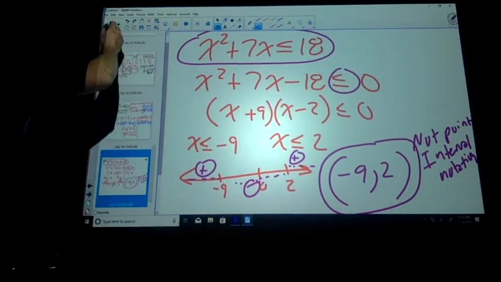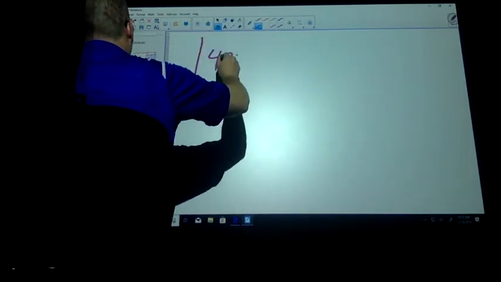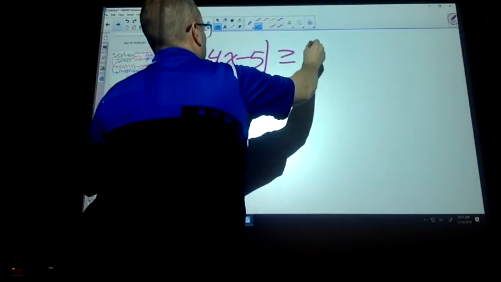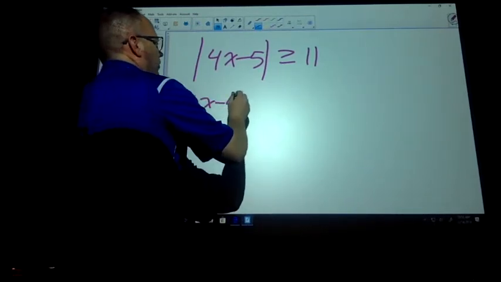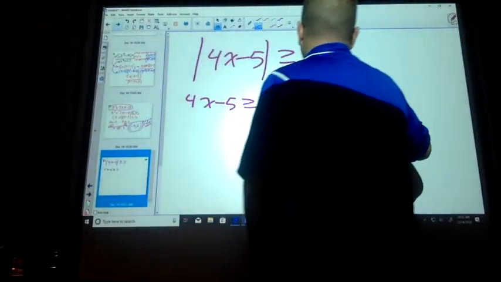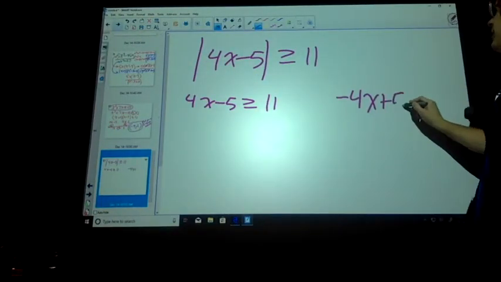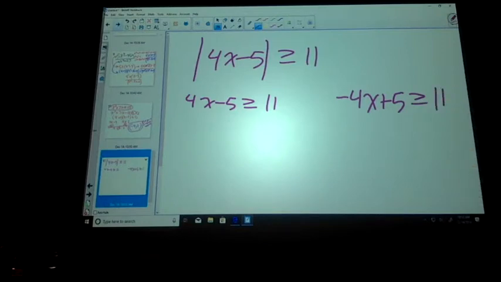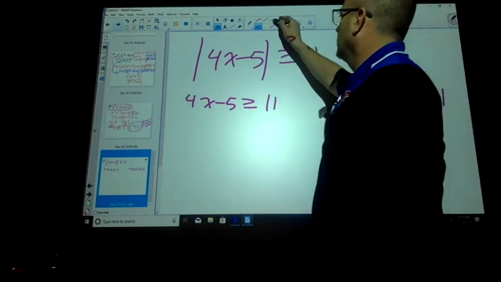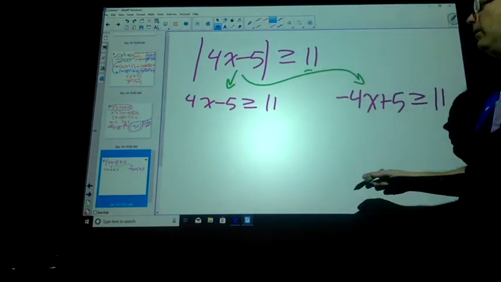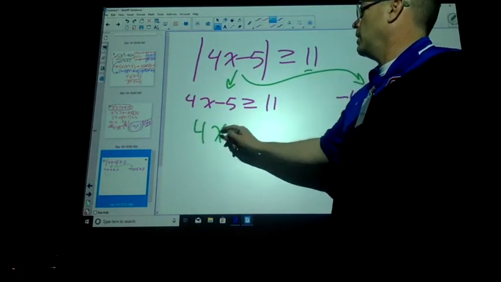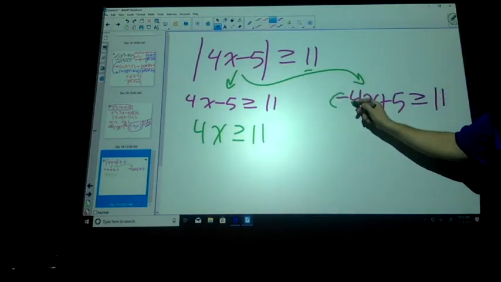Ooh, absolute value. The absolute value of 4x minus 5 is greater than or equal to 11. How many problems does this break into? 2. So I get 4x minus 5 is greater than or equal to 11. And then I also get negative 4x plus 5 is greater than or equal to 11. Okay, what did I do different between the two? Yeah, so this right here and then this right here, everything became negative. So let's solve it, because over here I changed those signs.